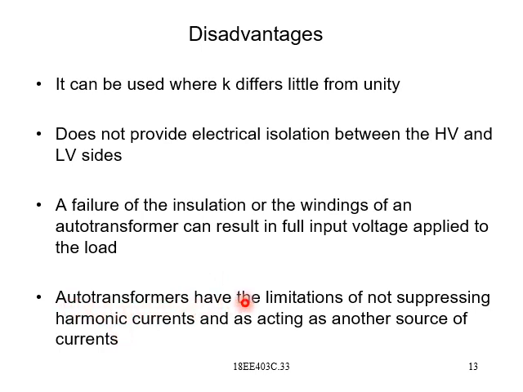Auto transformers have the limitation of not suppressing harmonic currents and of acting as another source of currents. That means there are some limitations of not suppressing the harmonic currents. Actually, it has to suppress the harmonic currents, but an auto transformer has limitations in not suppressing them, so it acts as another source of currents. Just make a note of them.